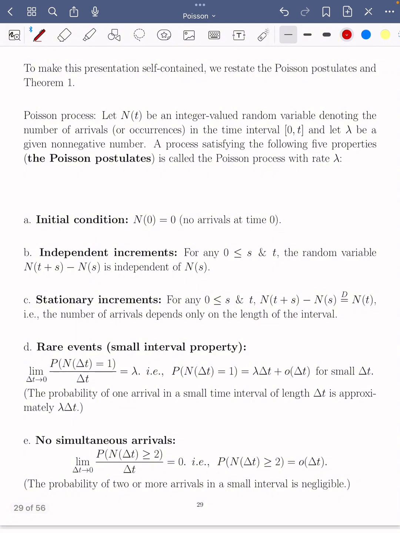So the Poisson process means that we have an integer-valued random variable N_t, which is the number of arrivals in the time interval from 0 to t. And also we have a lambda value, which is non-negative. So our process satisfies the following 5 properties, which are also called the Poisson postulates. It's called the Poisson process with rate lambda.